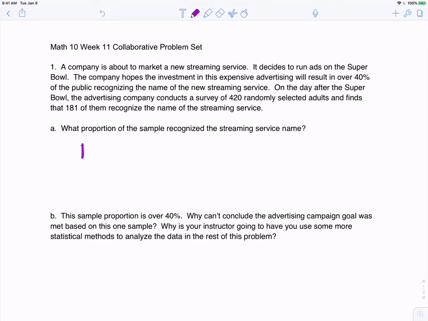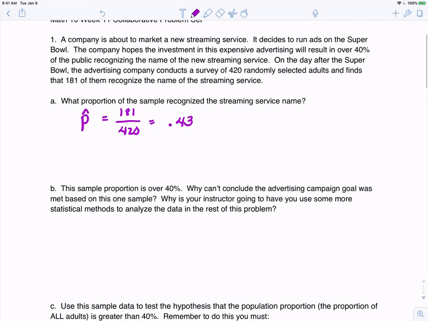Well, the sample proportion, which is symbolized by p hat, was 181 out of 420 people surveyed, and let's write that as a decimal. So 181 divided by 420 is about 43%. The sample proportion is over 40%. Why can't we conclude the advertising campaign goal was met based on this one sample?